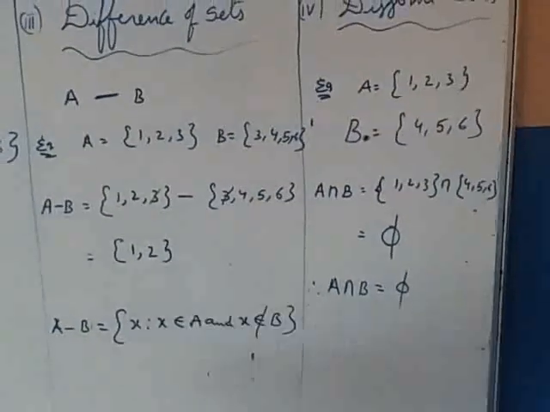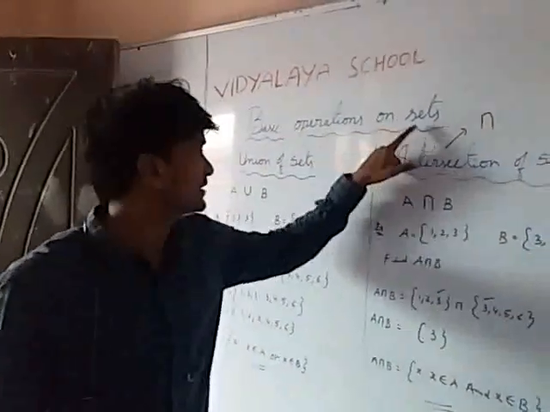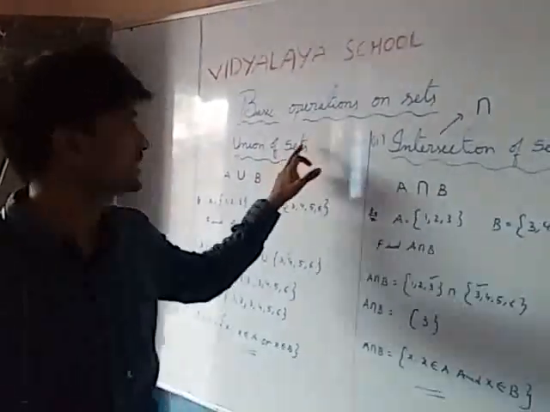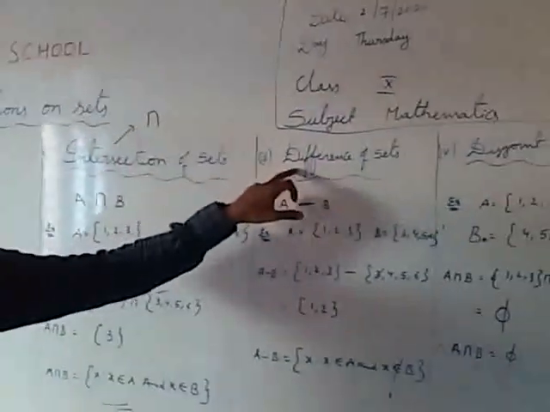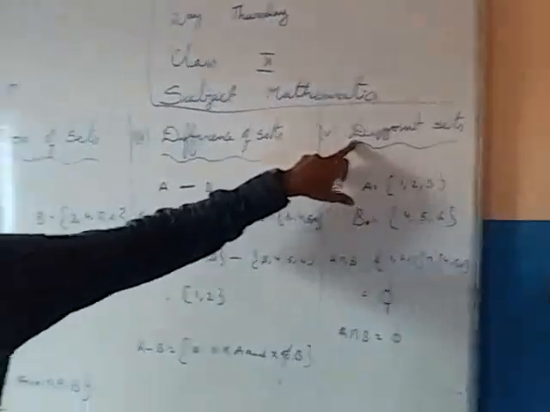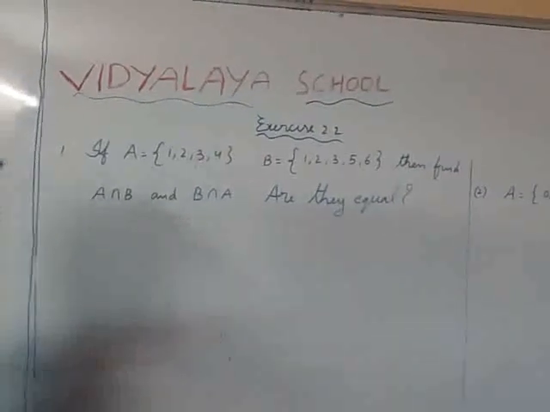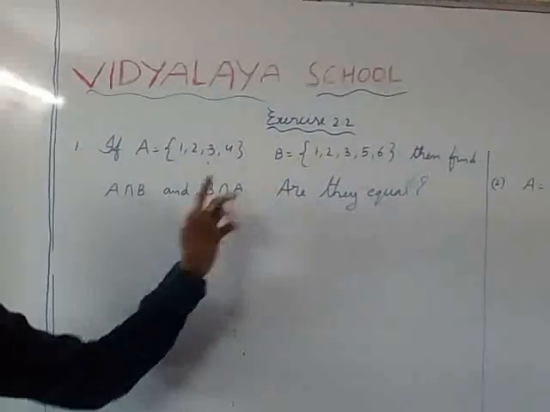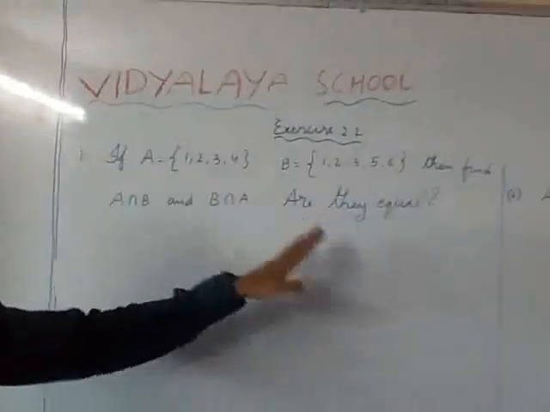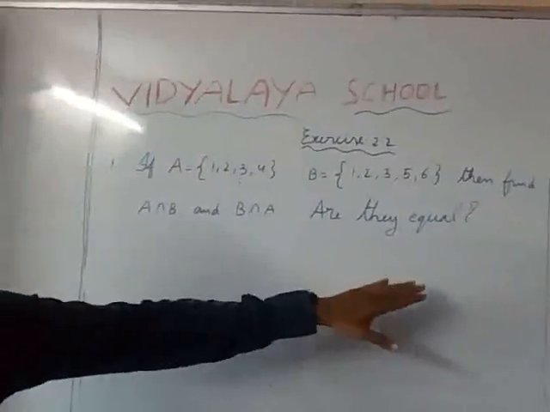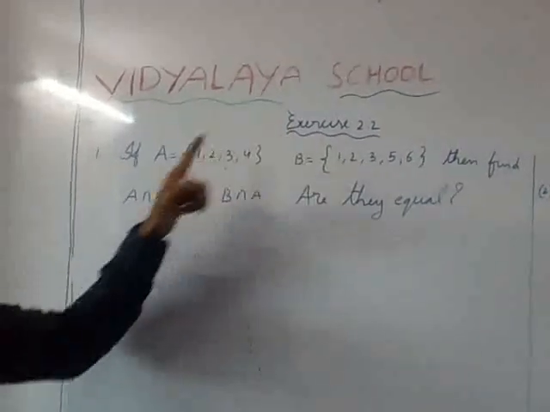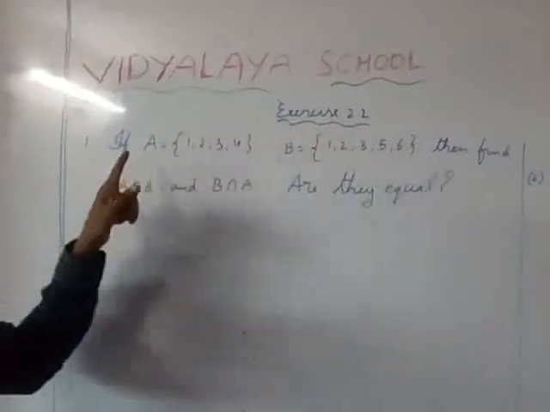For the disjoint set, this is the concept for the basic operations on sets: union of sets, intersection of sets, difference of sets, and disjoint sets. In a previous class we already discussed the four basic operations. Here now, exercise 2.2, first one.